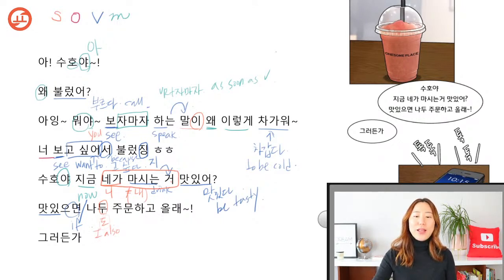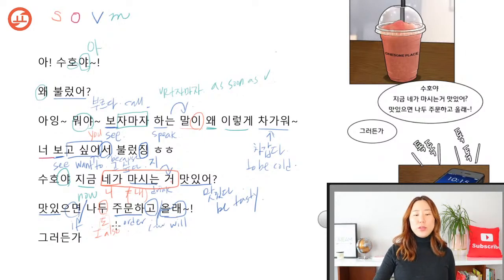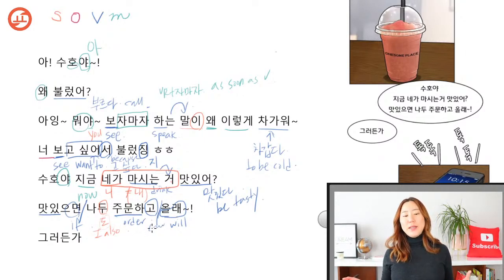주문하고 올래. 주문하다 order and will come. Okay, this is will, right? 주문하고 올래? Meaning I will order also and come back. If you say it's delicious.